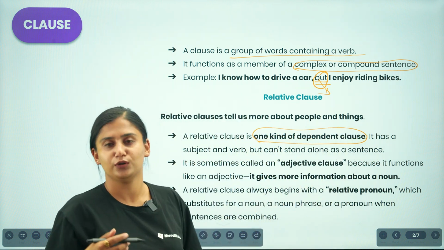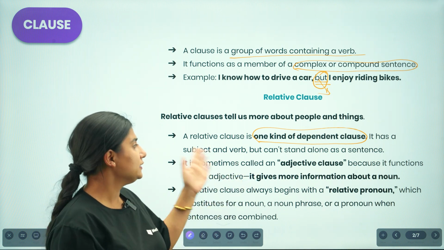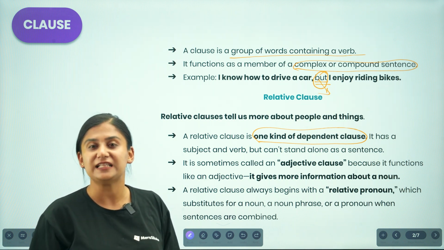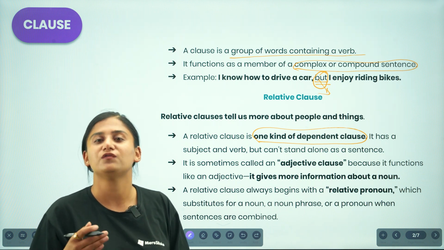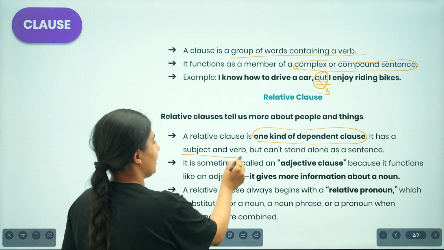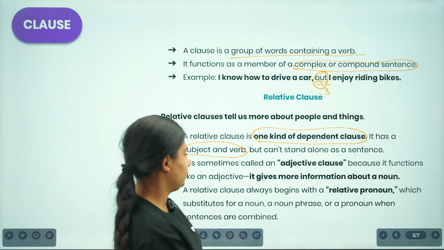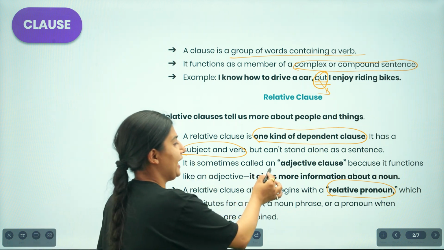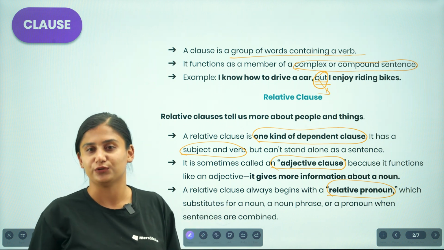Why do we call a relative clause a kind of dependent clause? Because it can't stand alone when it has to provide meaning to us. It needs the support of the relative pronoun in a sentence to provide the ideas regarding what we are talking about. Similarly, a relative clause contains a subject and a verb, but as it can't stand alone, it needs a relative pronoun. We can also call this relative clause an adjective clause, because the function that it does in a sentence is quite similar to that of an adjective.